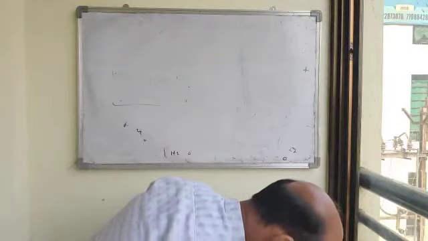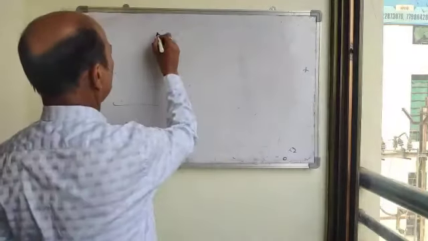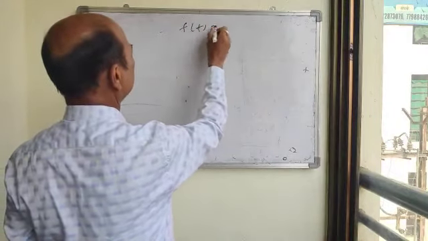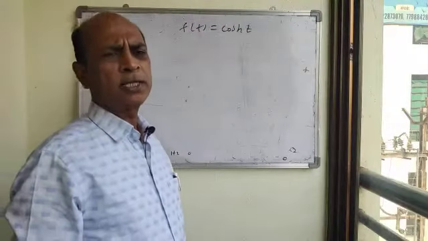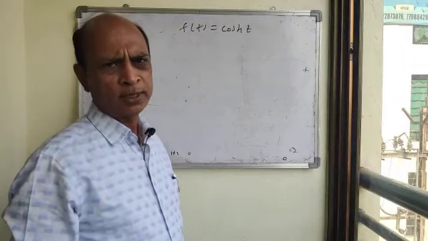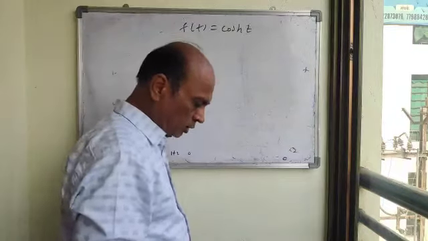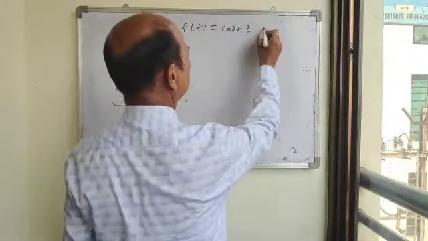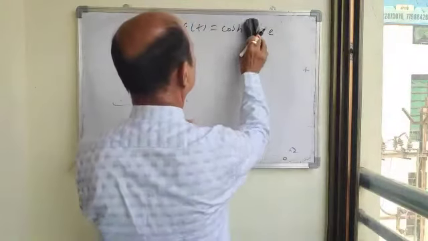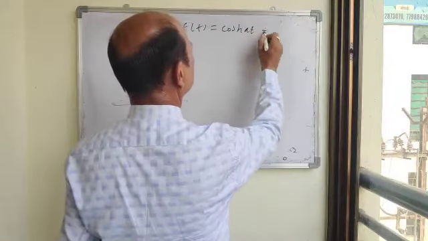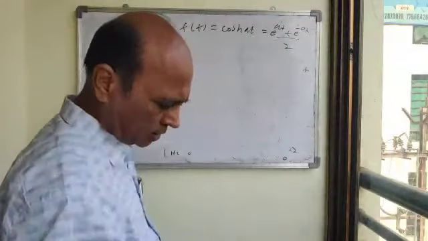Now we have to find L of f of t, where f of t is equal to cosh at. You know cosh means the hyperbolic function. So what will be that hyperbolic function? Cosh at means, taking cosh at, not h only, that is e to the power at plus e to the power minus at divided by 2. This is the cosh at.